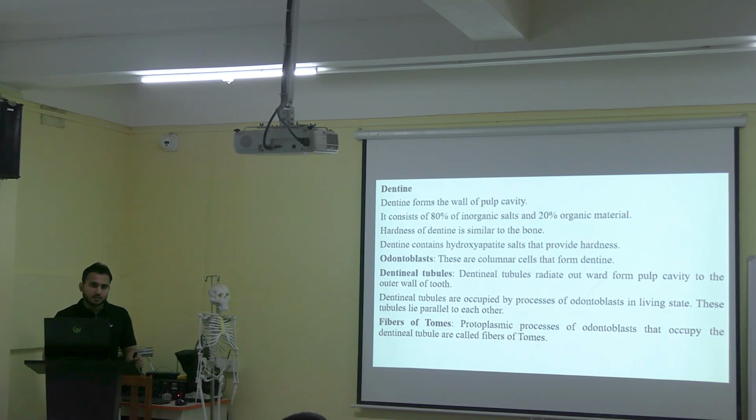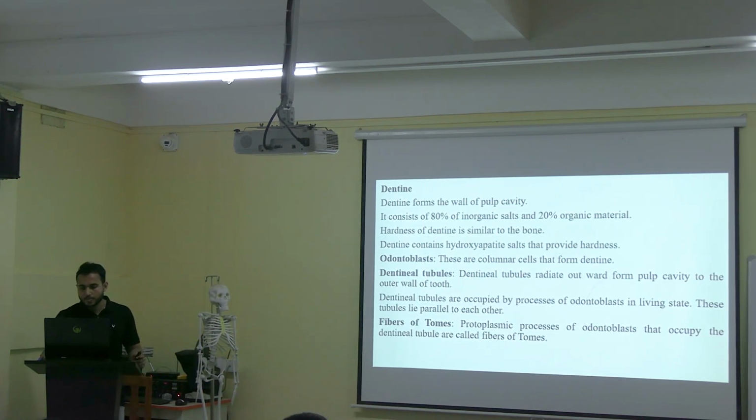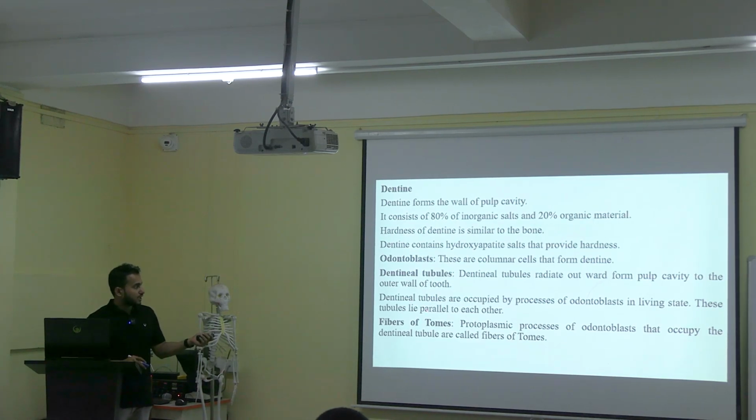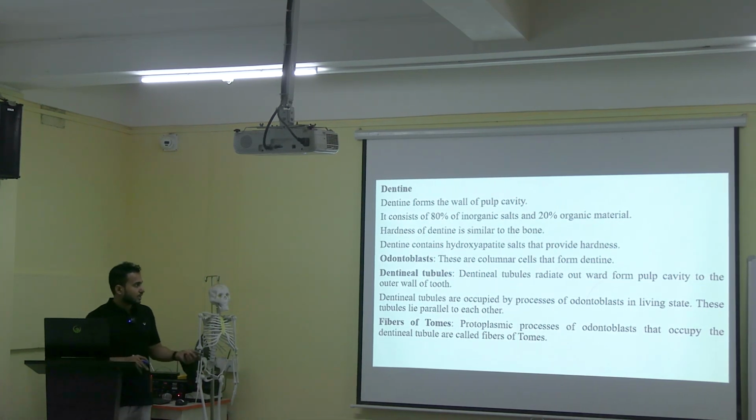Now in the dentine, the most important feature is dentineal tubules. Okay, tubules are present which will radiate outward from the pulp cavity to the outer wall of the tooth. Pulp cavity means from inside to outside. The tubules are present in the dentine. Okay? Now these are called as dentineal tubules. Now these tubules are occupied by processes of odontoblast, same like the processes of osteocytes which we have studied in case of the lacuna. Okay.